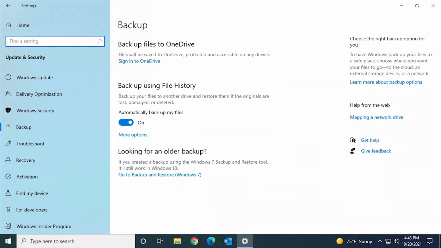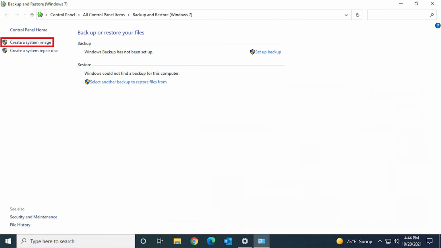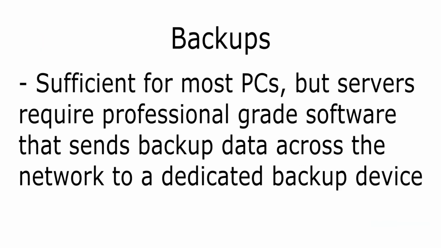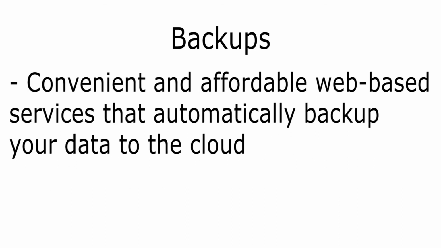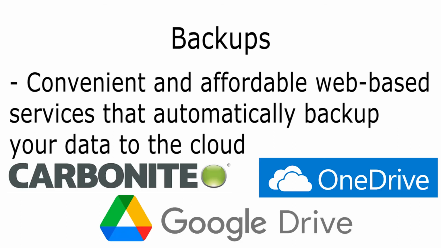Windows also has backup software built in that can back up files as well as a full system image. This is sufficient for most PCs, but servers require professional-grade software that sends backup data across the network to a dedicated backup device. There are also convenient and affordable web-based services that automatically back up your data to the cloud, such as Carbonite, Google Drive, or Microsoft OneDrive, but they are exclusively web-based, so a full restore of a lot of data will take a while.